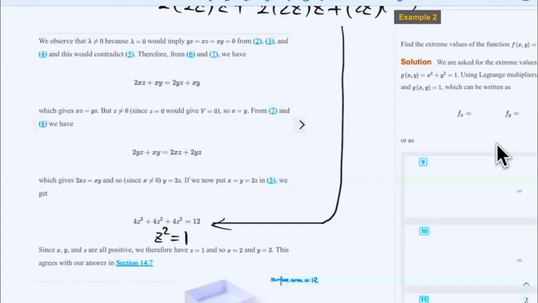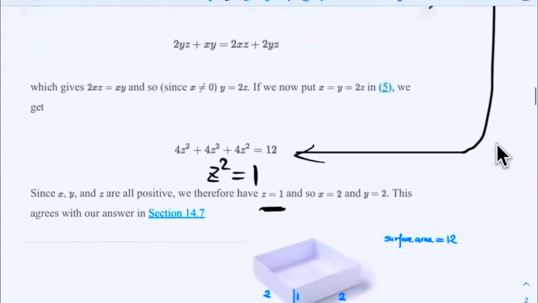And when you take the square root, you don't consider the negative square root. Why? Because z is what? Z is the height of the box, right? Can that be negative? Cannot be negative. So therefore, z here is equal to positive 1. So once you figure out z equal to positive 1, then you can figure out the x, right? X is double that. So x will be 2 and y will be 2.